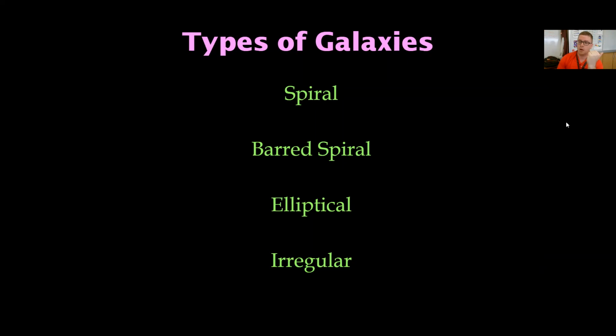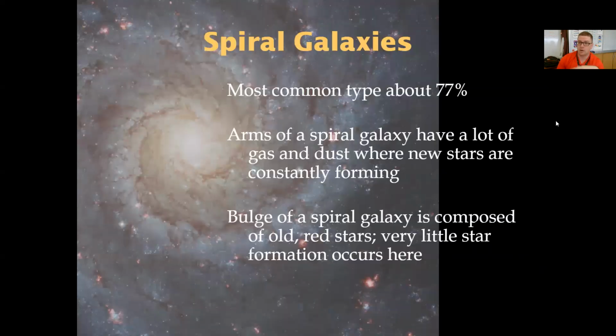We have spiral, barred spiral, elliptical, and then irregular. Spiral galaxies are the most common type. This is where we live. About 77% of galaxies are the spiral type. The Milky Way is a spiral type galaxy.